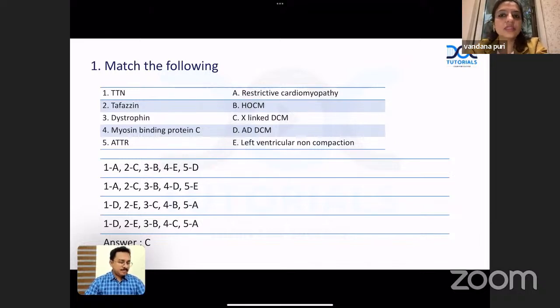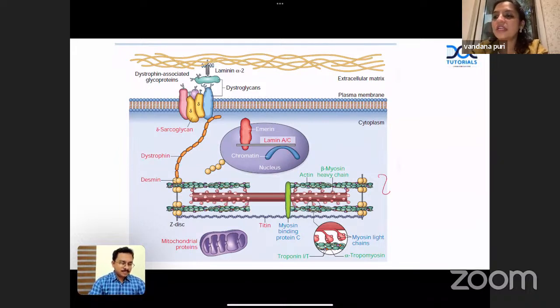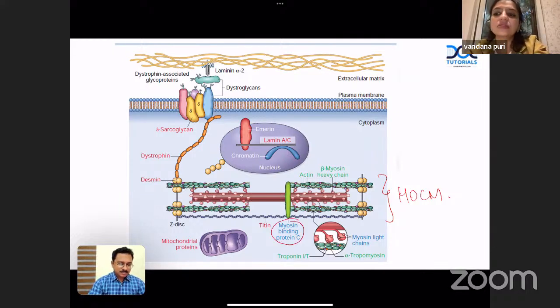Whenever we are looking at this question, I am sure all of you would have been able to solve it. But just to tell you that whenever we are talking about cardiomyopathies, you have to understand a basic diagram which is given in Robbins. The very basic diagram is that whenever there is a defect in force generation, that is very classical of HOCM. So HOCM, hypertrophic obstructive cardiomyopathy, usually has a force generation problem, with a major defect being in myosin binding protein C or beta myosin heavy chain. Whenever these are defective, the sarcomere itself cannot produce the force.